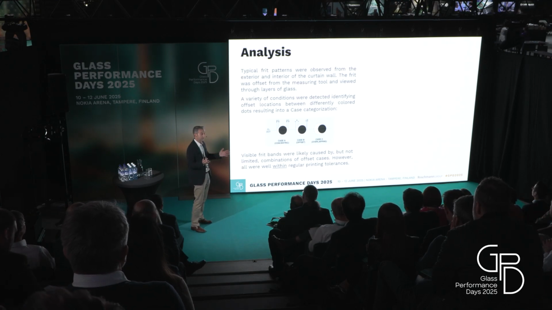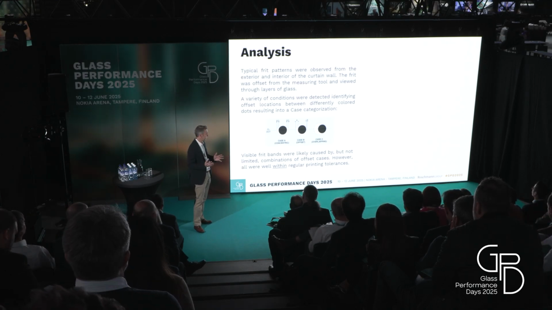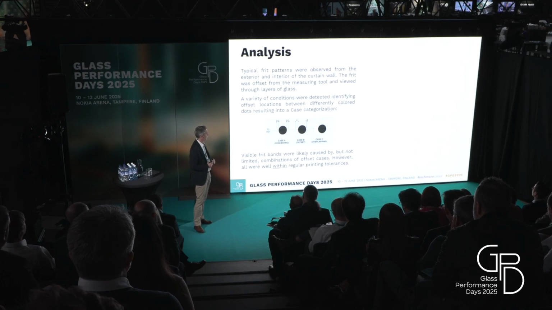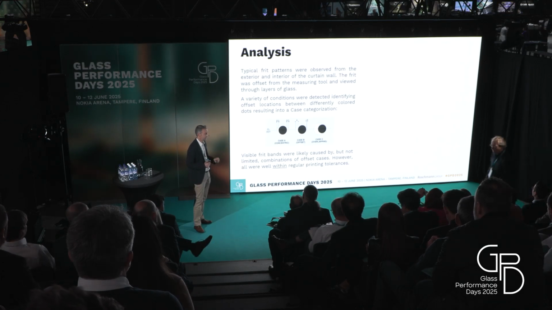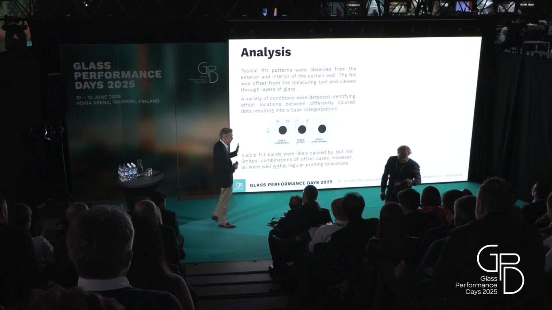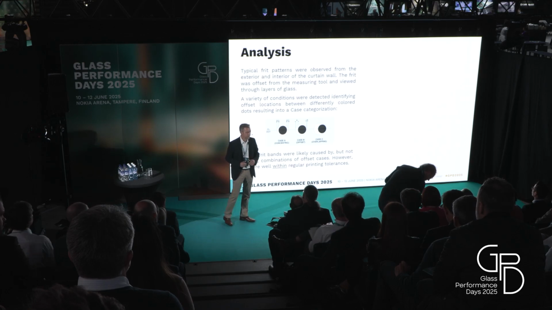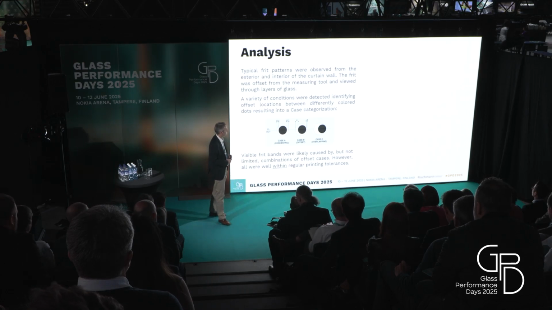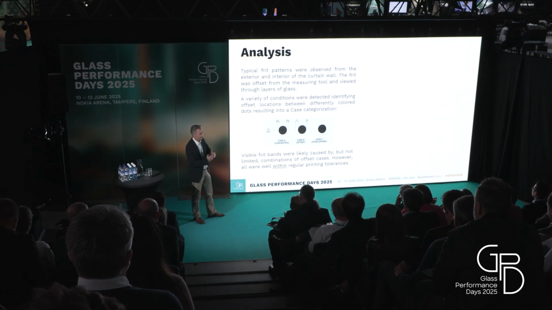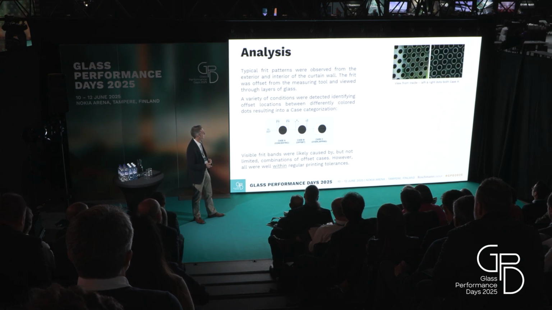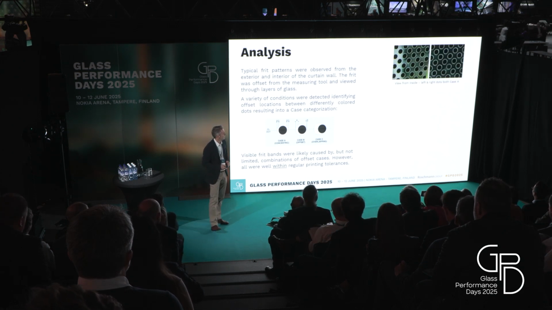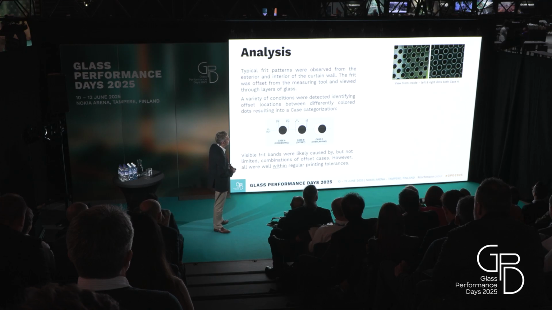But due to the tolerance the printer has, it could also be offset, like case B and case C. It could even push over the edge of the white dot, which creates a kind of offset between two different patterns. And that's what we saw. This is case A, viewed from inside.